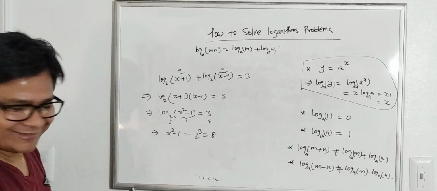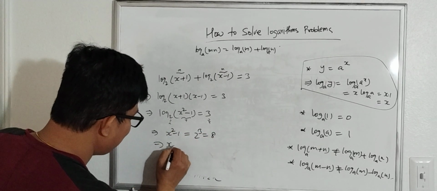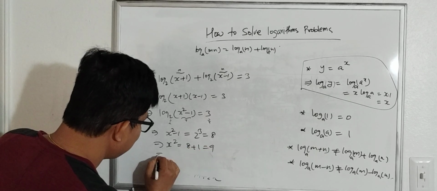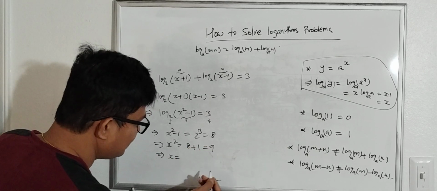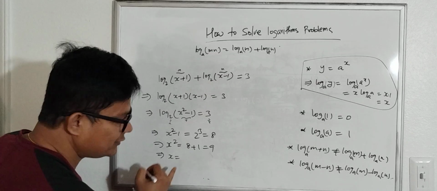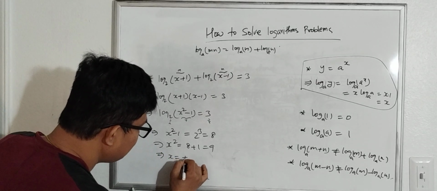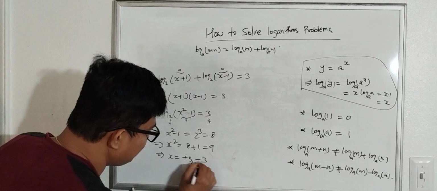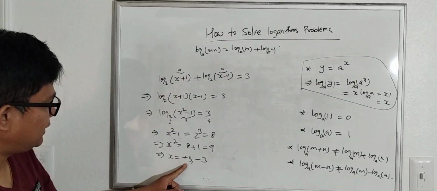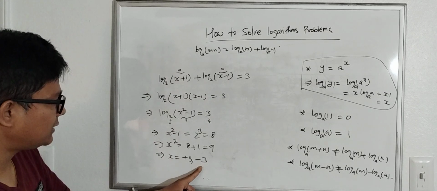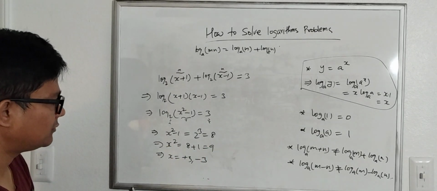Let's see. X squared is equal to 8 plus 1, which is 9. So x will be what? I told you this quadratic equation. So this will be both plus 3 and minus 3, because if you take the square of 3, that gives you 9. If you take the square of minus 3, that gives you 9.